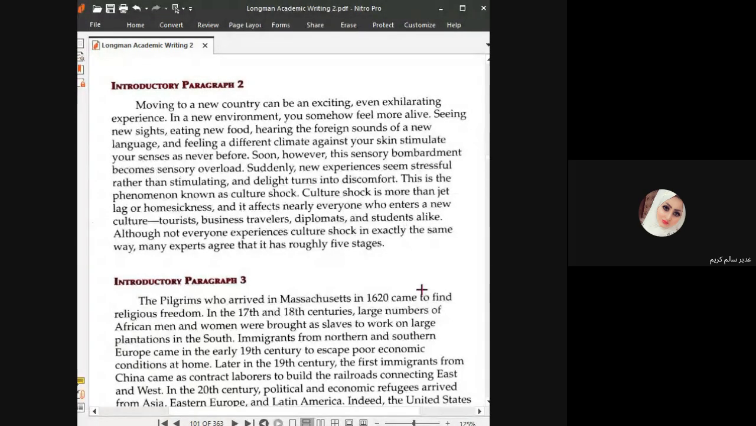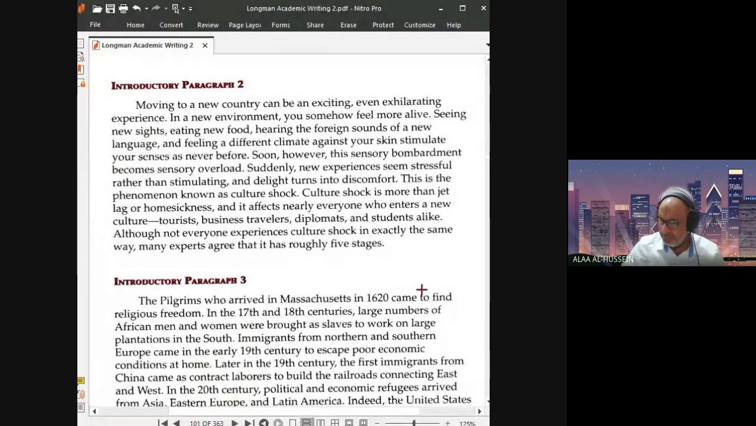Moving to a new country can be an exciting experience. In a new environment, you somehow feel more alive. Seeing new sights, eating new food, hearing the foreign sounds of a new language, and feeling a different climate against your skin, your senses as never before. Soon, however, this sensory bombardment becomes sensory overload. Thank you very much. Okay.